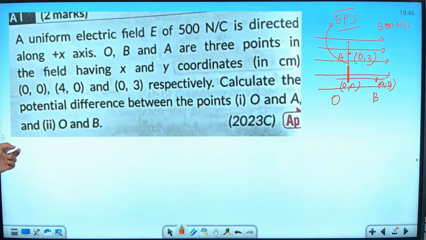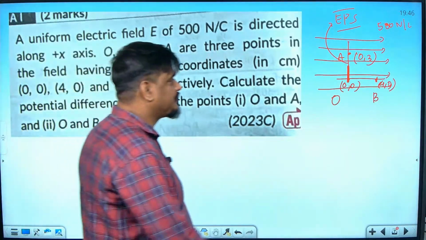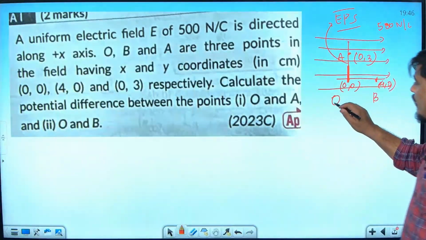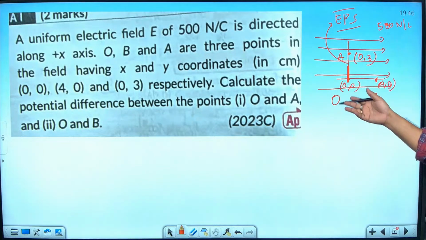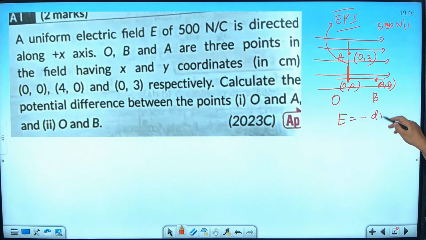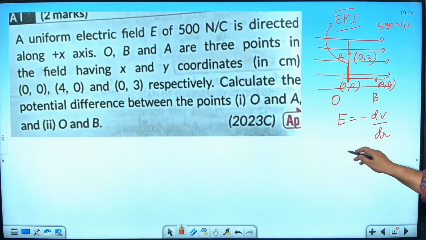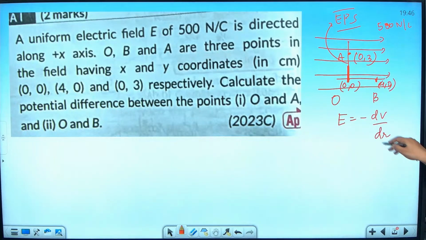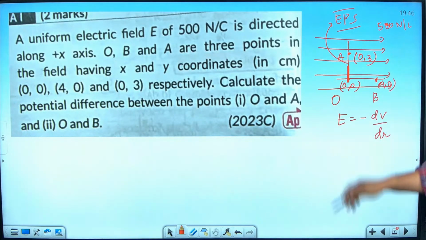How will you find potential difference? You will find the potential at O and at B. Potential at O, we know it is 0. Potential at B, how will you find? Electric field is equal to minus dV by dr. So, what will be electric potential? Electric potential will become equal to 500 into distance, which is 4.